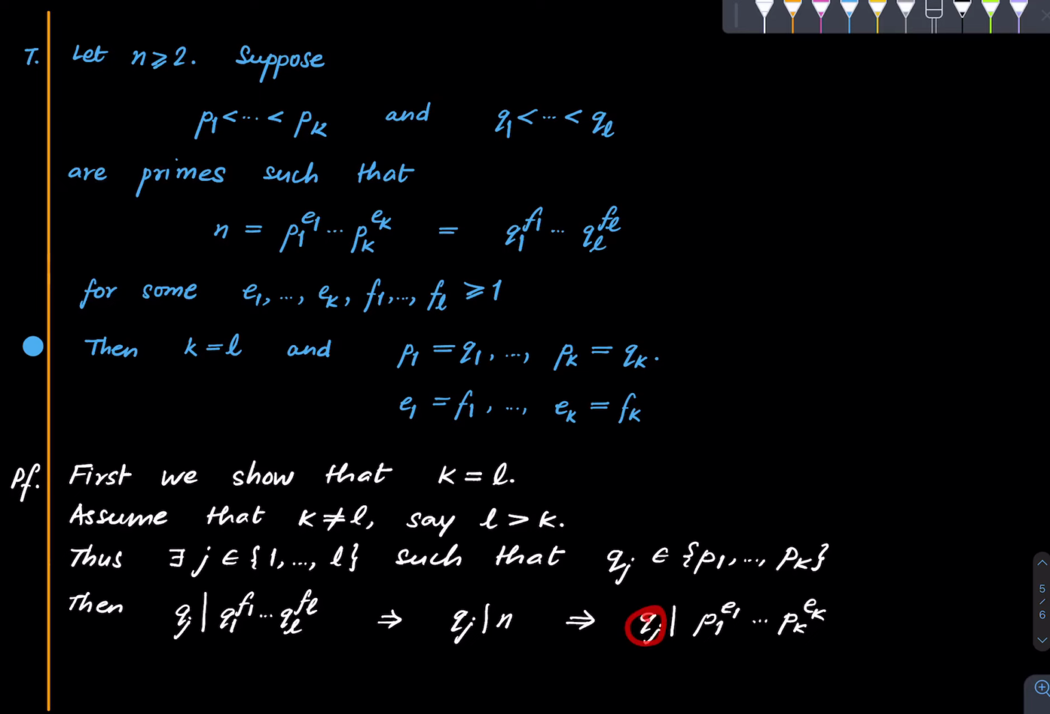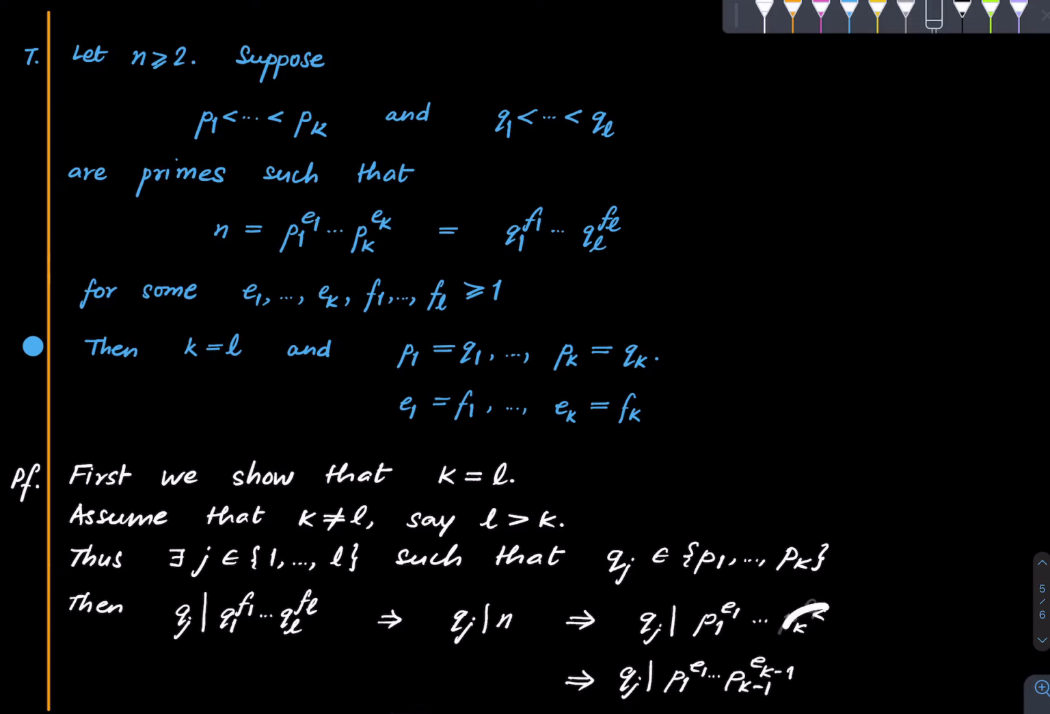Since qj is not equal to pk, qj is relatively prime with pk. In fact, it is then relatively prime with pk to the power ek by the previous lemma. And hence, by what we recalled in the beginning of this lecture, this implies that qj divides p1 to the e1 dot pk minus 1 to the ek minus 1.